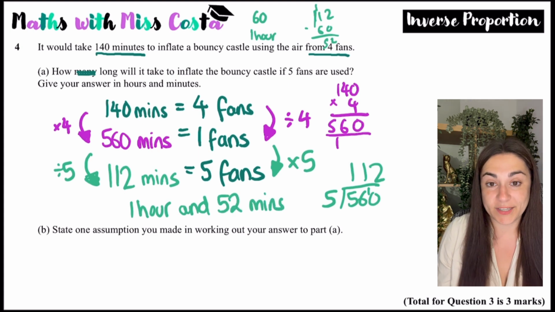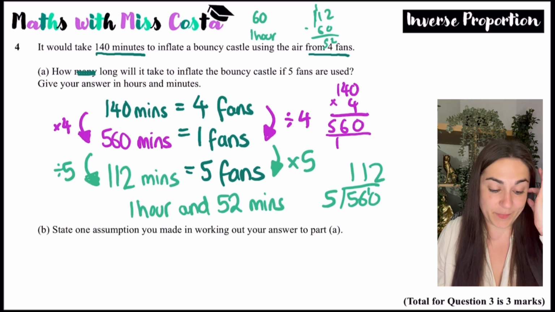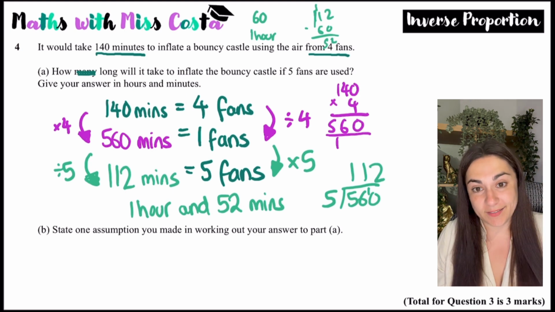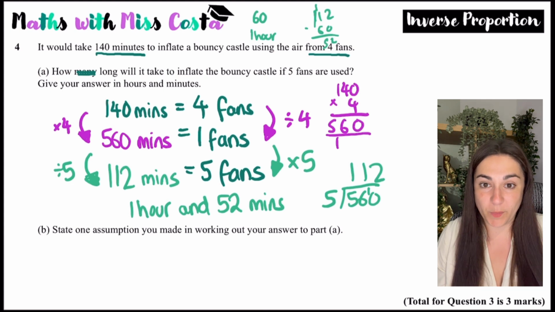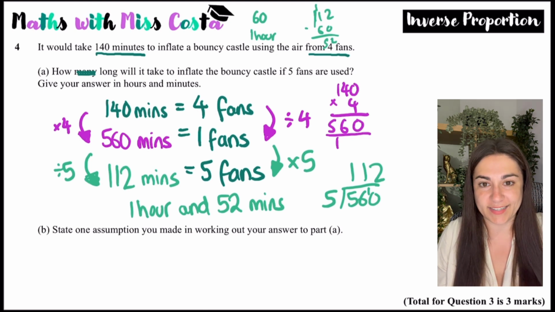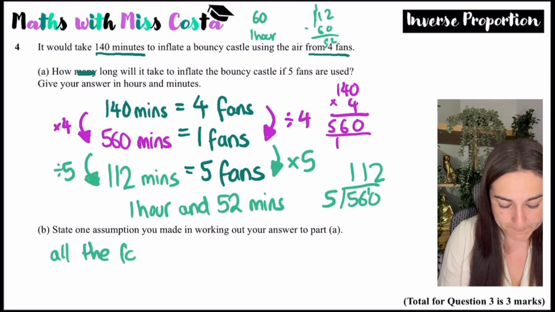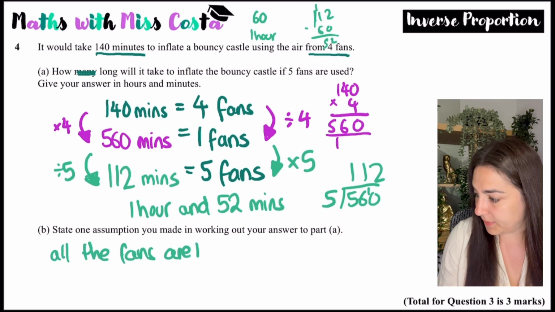Now the next part of the question is asking me to state an assumption I have made. Well, I'm assuming that all of these fans are blowing out air at the same rate, because one of them, for example, might be a really old one that is a little bit broken, so it might be blowing air really, really slowly. So I'm assuming in order for this to work, all of the fans are blowing air at the same rate.